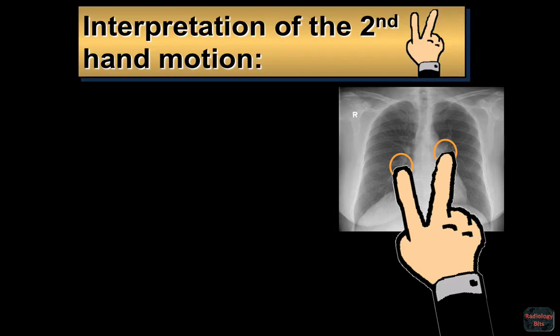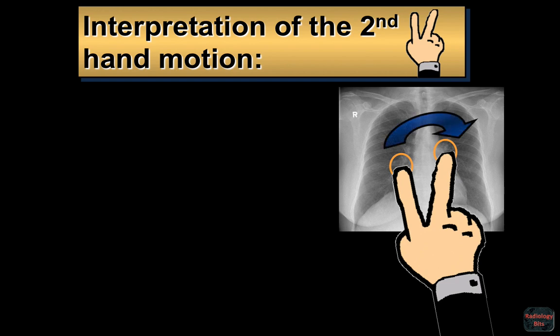How to interpret this sign? If you do the hand motion to try to assess the normal position of the hila, and notice that the tilt is exaggerated counterclockwise, this would mean that either the left hilum is elevated from a left upper lobe collapse, or the right hilum is depressed from a right lower lobe collapse.